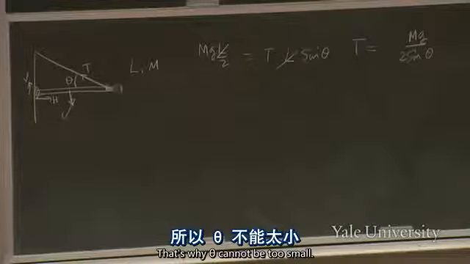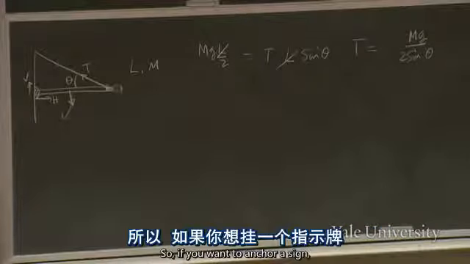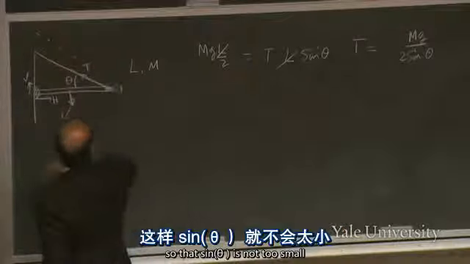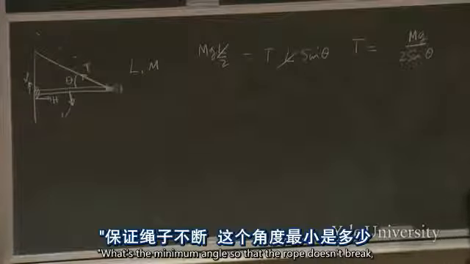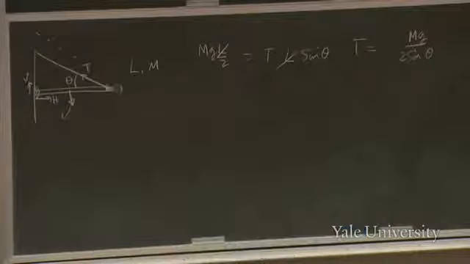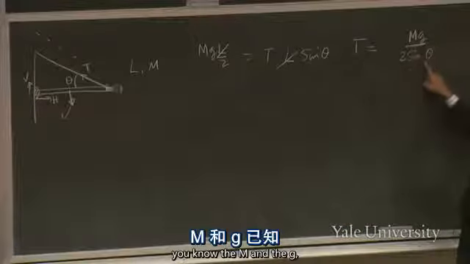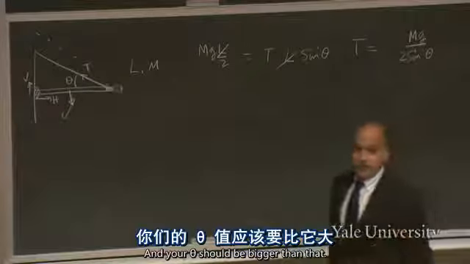That's why theta cannot be too small. If theta is too small, at some point T will become so large that the string will break. So when you want to anchor a sign, you got to try to take a big angle like that so that sine theta is not too small. So one of the problems you could be asked is, what's the minimum angle so that the rope doesn't break, given that it can support a maximum tension of 1,000 newtons? Well, then you put 1,000 newtons here, you know the M and the G, you solve for the theta at which it crosses 1,000 newtons. And your theta should be bigger than that.